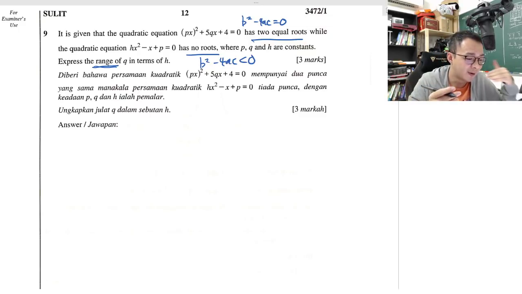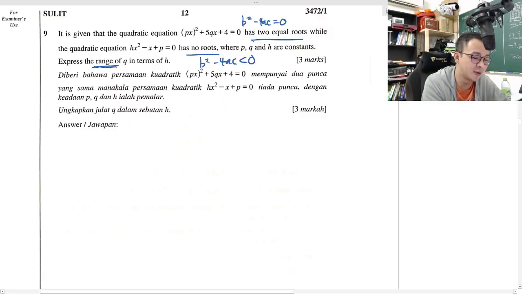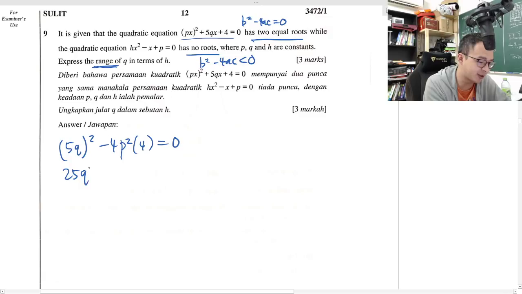So therefore, I will just sub the first equation into the second one. Alright, so let's do it. So my first equation here, you should be able to know what is A, B, and C, right? My A will be P squared, my B will be 5Q, and my C will be 4. So I will sub into here: b squared minus 4ac, my A is P squared, my C is 4, equals 0. So this is 25Q squared minus 16P squared equals 0.